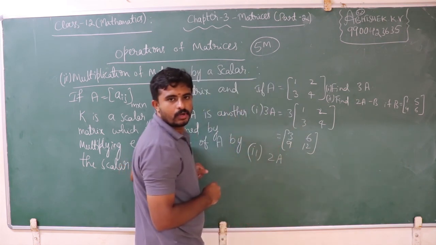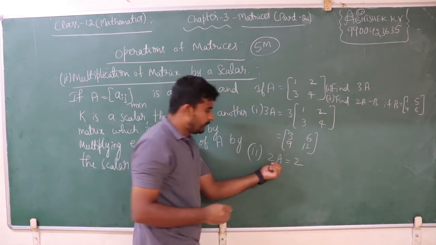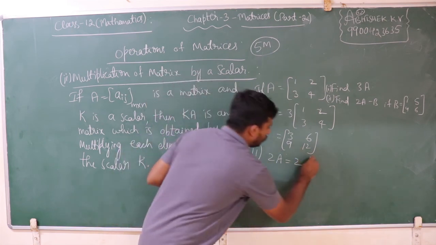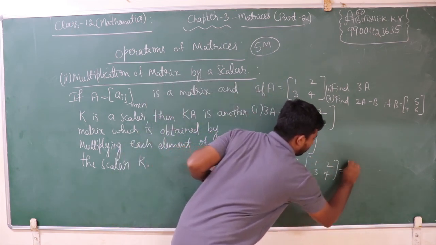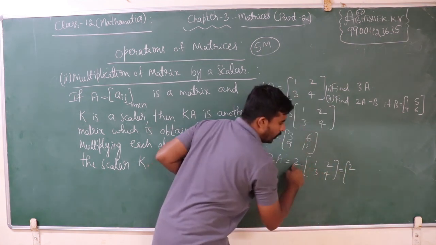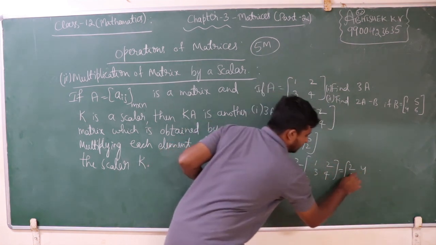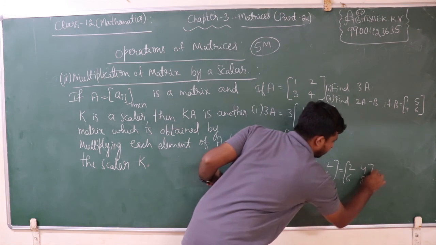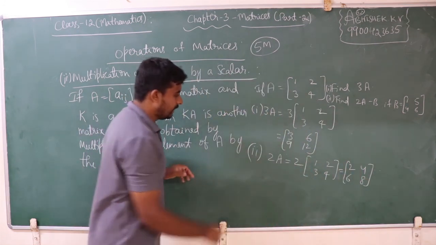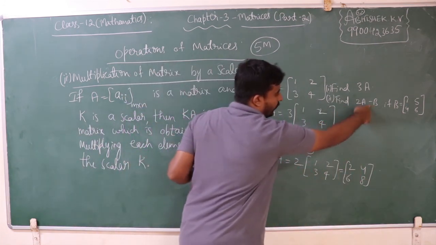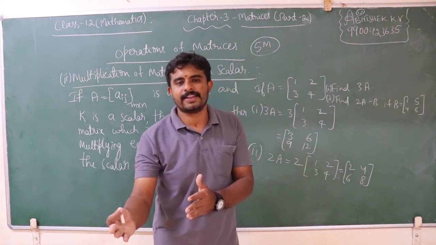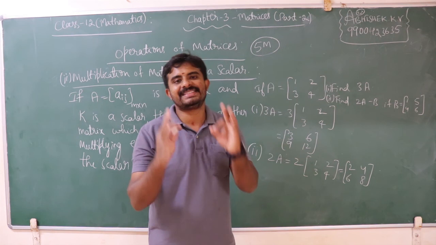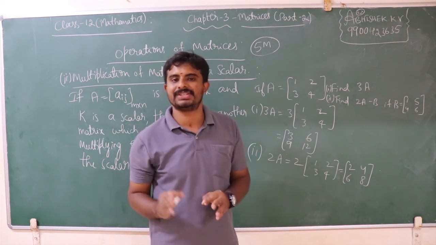See, first we need to find 2A. What is 2A? It is multiplication of a matrix by a scalar. 2 into [1, 2; 3, 4] is equal to what? 2 1s are 2, 2 2s are 4, 2 3s are 6, 2 4s are 8. Then we need to find 2A minus B.